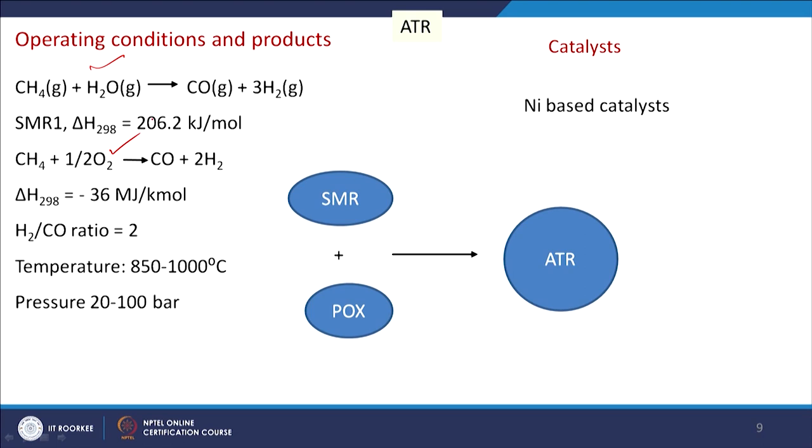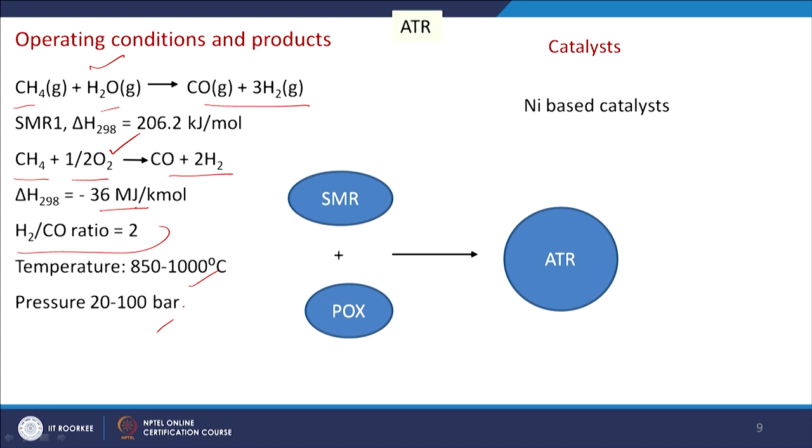Then we are coming to ATR, autothermal reforming. In this case we use steam and oxygen. So, the reactions are methane plus steam, then it will be CO plus 3H2. It will also give CH4 plus half O2, then it is CO plus 2H2, and this is the heating value, minus 36 megajoule per kilo mole, and overall it is an endothermic process. The H2 by CO ratio here we can get is around 2, and the temperature is 850 to 1000 degree centigrade and the pressure is 20 to 100 bar.